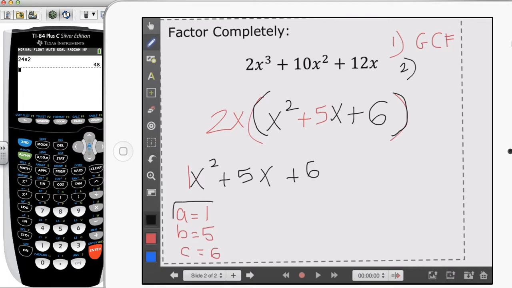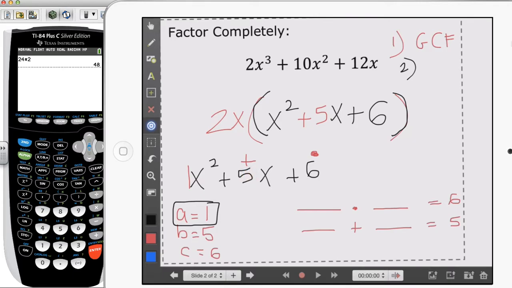Now, since a is 1, this is something that I can do mentally. I can try to factor it mentally. How can I do that? You have to think of 2 numbers that would multiply to give you 6 and add to give you 5. So think of 2 numbers. When you multiply them, you get 6. And when you add them, you get 5. So basically, when you multiply, you get the third term, and when you add, you get the middle term.